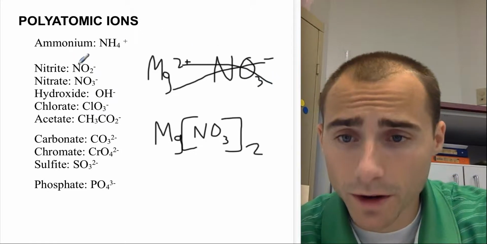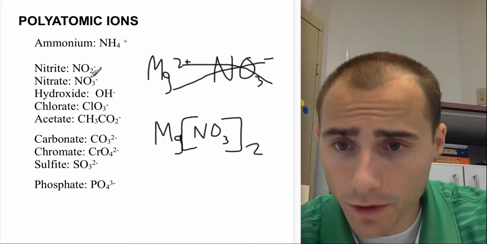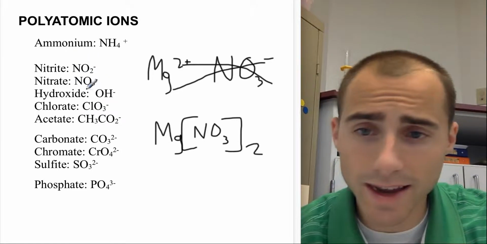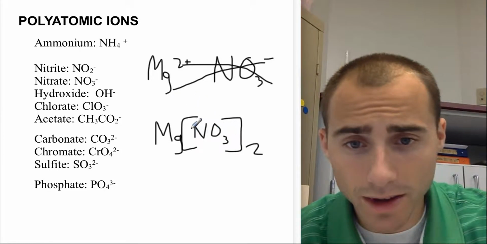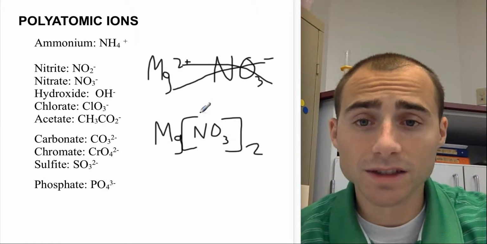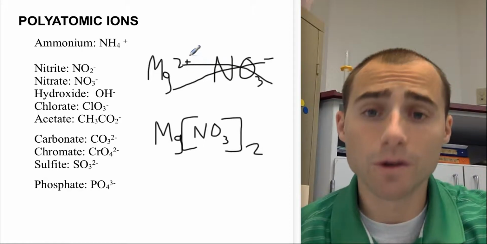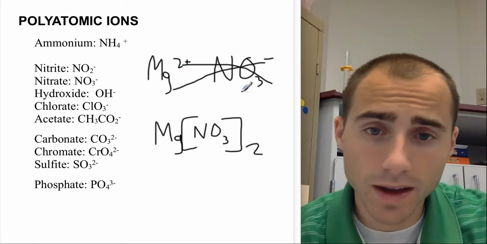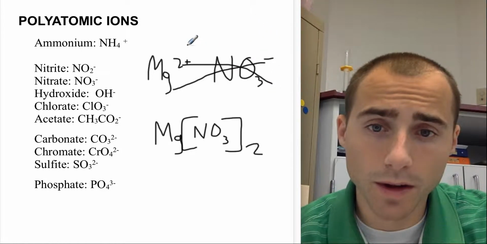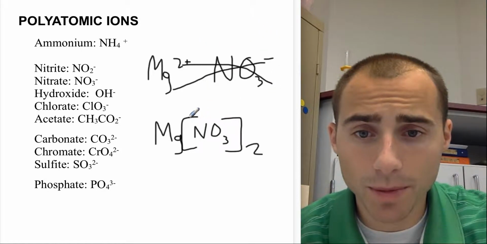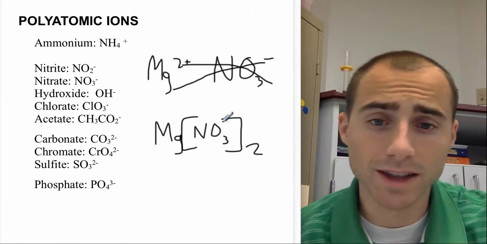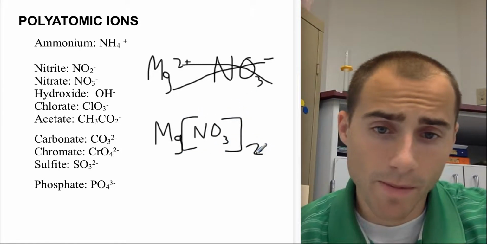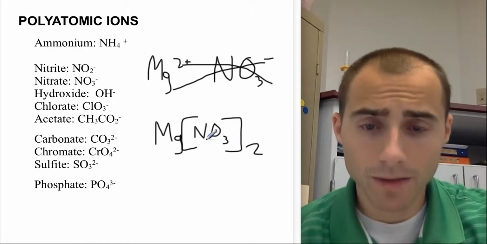No. Whatever you wrote down for your polyatomic ions, NO2 minus, NO3 minus, those stay the same. NO3 has to stay the same. But because we moved a 2 down here, that means we needed 2 NO3s, 2 nitrates. That is why I put it in parentheses, just like this. And it works perfect. So you have NO3, 2. That means we have 2 NO3s.